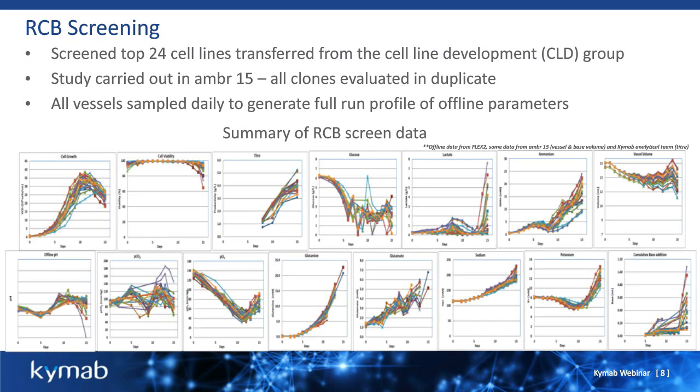This slide summarizes the data from the RCB screen. During this screen, the top 24 cell lines were transferred in from the cell line development group and evaluated in duplicate using the ambr system. All the vessels were sampled daily to generate a full profile of offline parameters. Most of the data that you can see here is from the FLEX2, but we also have data from the ambr15 such as vessel volume and base volume, and the titer data is from the Kymab analytical team.